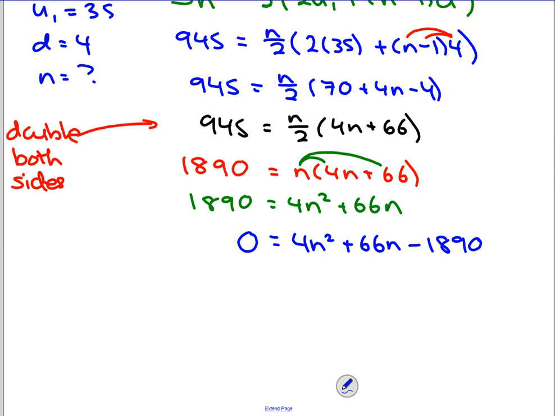If it was non-calc, 1890, is it a multiple of 4? No, exactly, because 90 is not a multiple of 4. To be a multiple of 4, the last 2 digits have to be a multiple of 4. Is 66 a multiple of 4? No. Okay, so we can't do that, but we could try halving it all, because they're at least multiples of 2. This makes the equation a bit easier to deal with. So if you halve everything, you'll get 2n squared plus 33n minus, what was it again, 945?